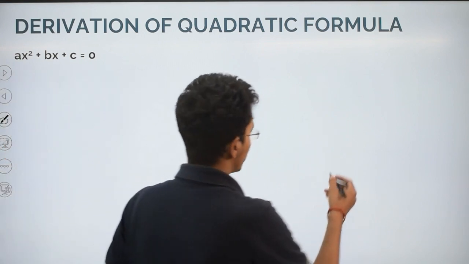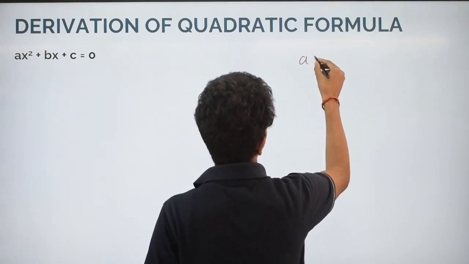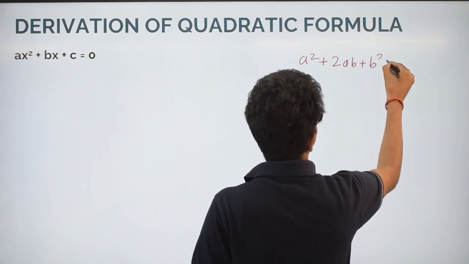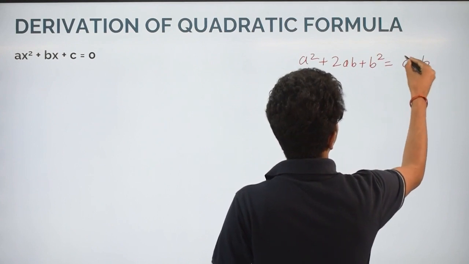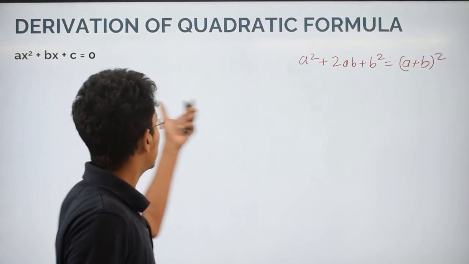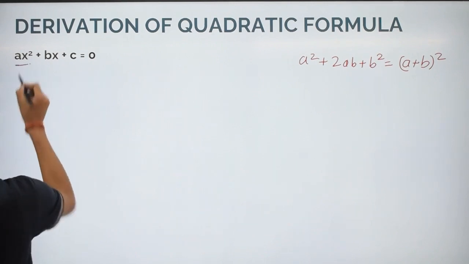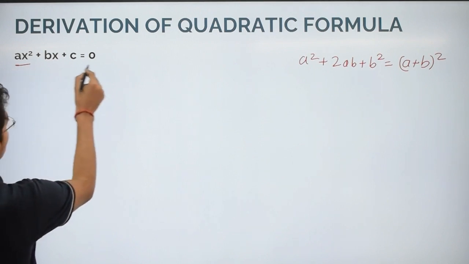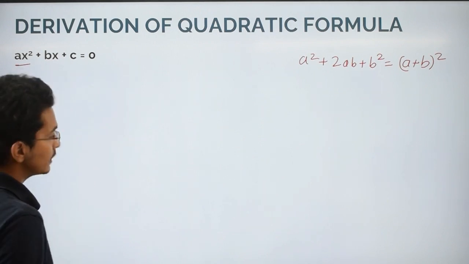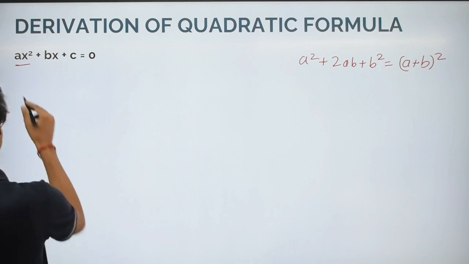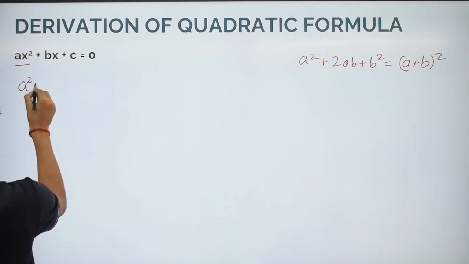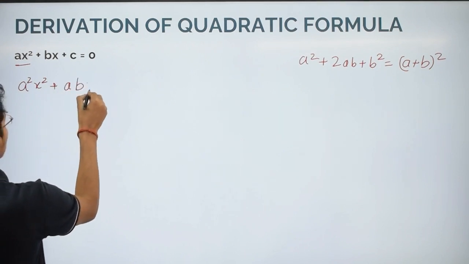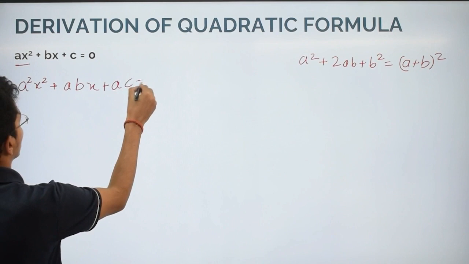I hope everyone is aware of this algebraic identity: a square plus 2ab plus b square is equal to a plus b whole square. So we will try to form the complete square. If you see the first term, it is ax square, which is not a perfect square. So we will multiply the whole expression by a, so that it can become a perfect square. When you multiply by a, it becomes a square x square, abx, ac, and this is equal to 0.